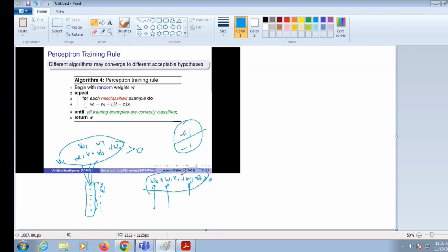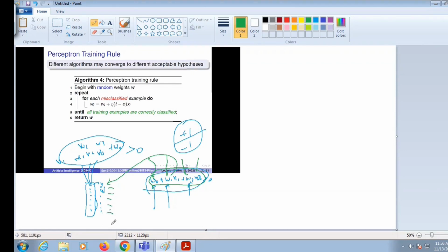Everybody? My problem is to find out the right value of w. I don't know it, so let's start. Let's initially take random values of w. After you take the random values, you have an equation, and you use this equation to find the classification.